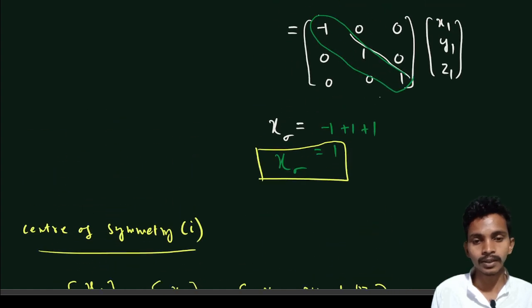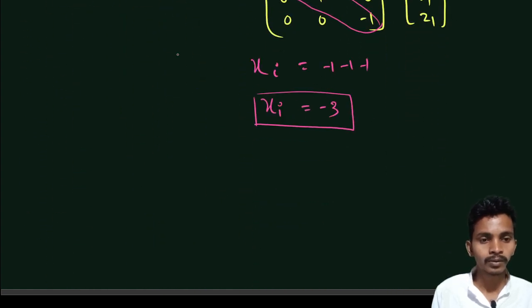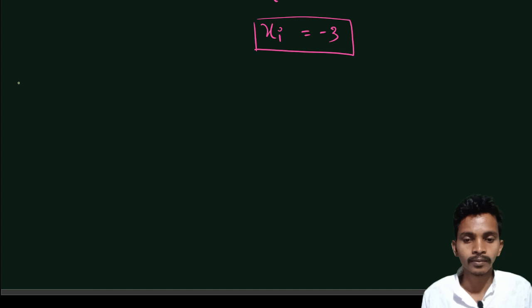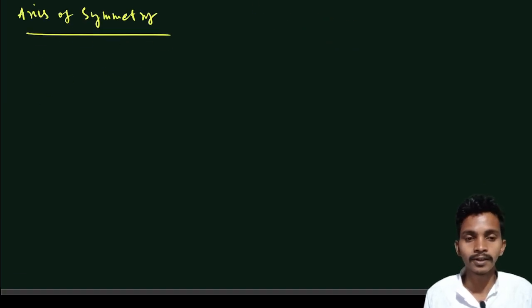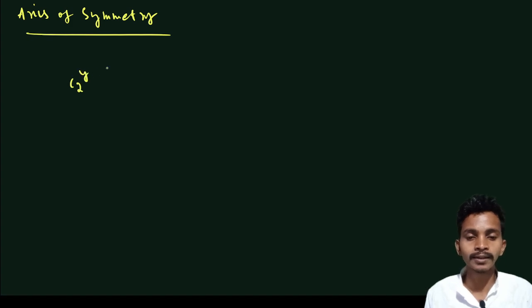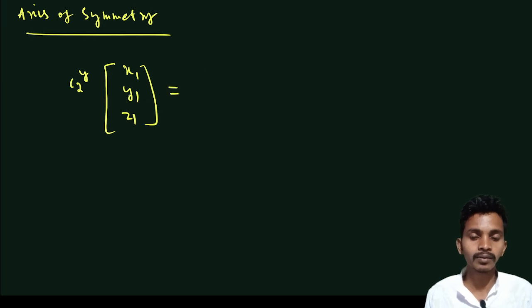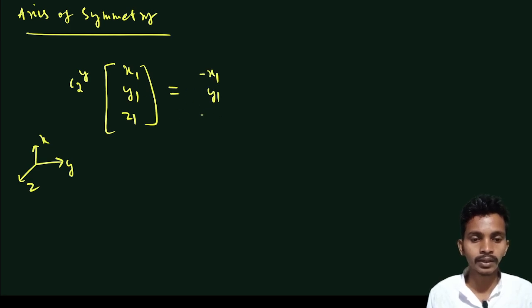Okay, similarly, as we applied it for the center of symmetry, we can apply it for the axis of symmetry. So let's apply for axis of symmetry operations. Say any symmetry operation, let's say C2 about y, I apply. So x1, y1, z1, I apply to this, then what will it give? So this is C2 about y, so the coordinate system is like this: this is x, this is y, and this is z. So if I apply C2 about y, then x and z change, y will remain as it is. So minus x1, y1 as it is, and minus z1.